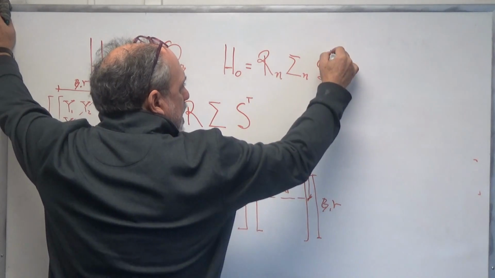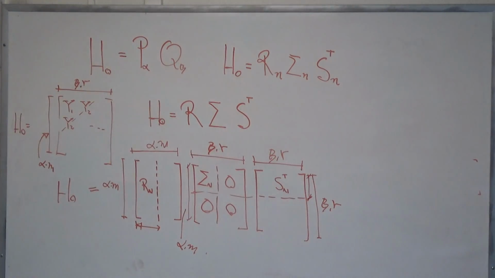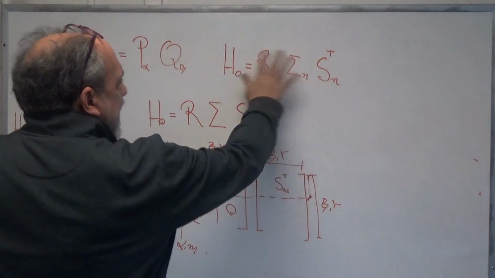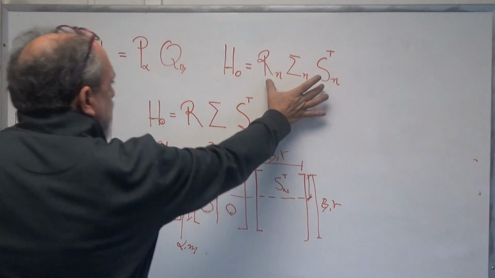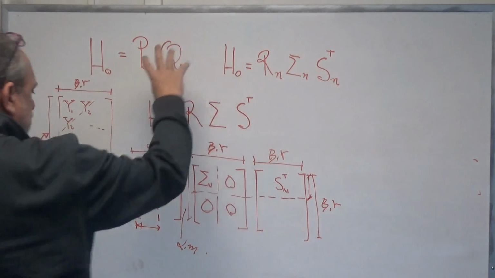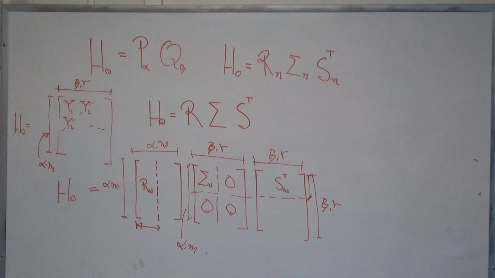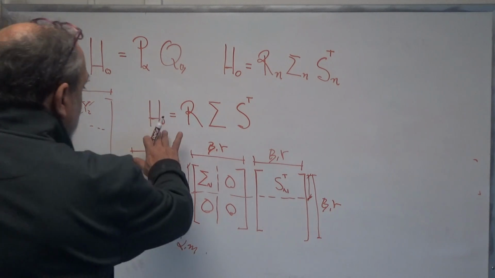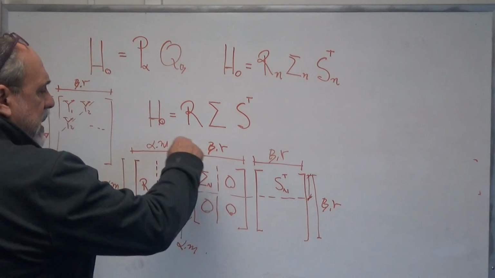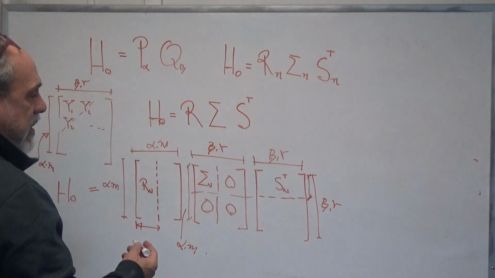Sn transpose. Okay? At this point we haven't eliminated anything. This multiplication will give exactly the matrix, just like the original multiplication would. Okay? Now, in order to ensure that alpha and beta do not limit the rank of H0, we have to make sure that these matrices are big enough.